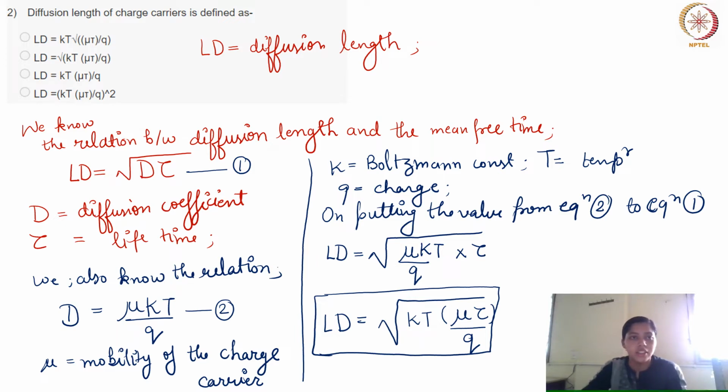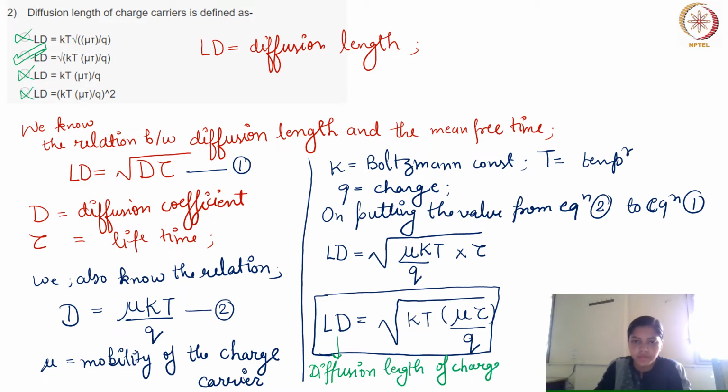Among these options, let's see which one is the correct answer. Here it is showing the kT outside of this square root, so it is the wrong answer. The third one is also not correct. The fourth one is also not correct. So option number two is the correct relation for the diffusion length of charge carriers. Is this clear to everyone? If it is clear, you can write yes in the chat box.